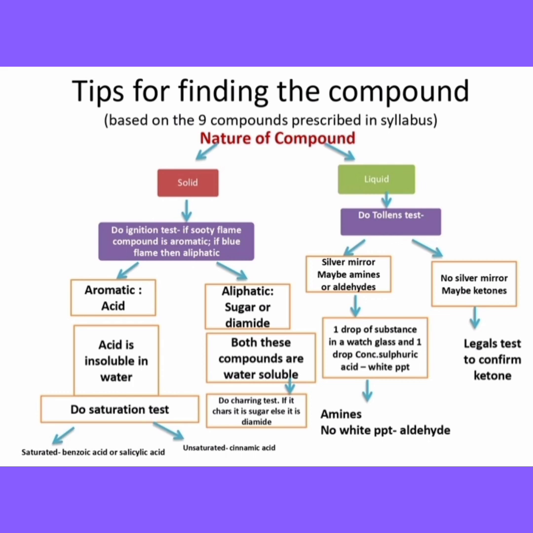And in liquid, there are 3 liquids which may be given: amine, aldehyde or ketones. So you do the Tollens test. If you get a silver mirror, it may be an amine or aldehyde. If you don't get a silver mirror, you do Legal's test and confirm ketone. If you get a silver mirror, to confirm amine, take a drop of the amine, add 1 drop of concentrated sulfuric acid, both in dry conditions. If you get a white precipitate, dissolve it in water. If it is fully soluble, it's amine, else it may be an aldehyde.